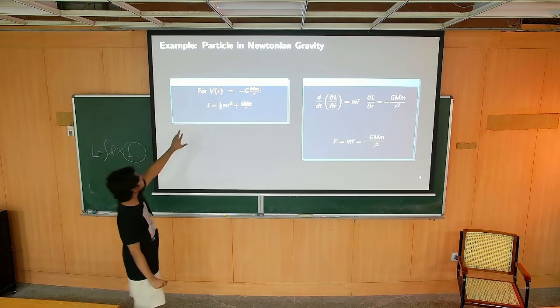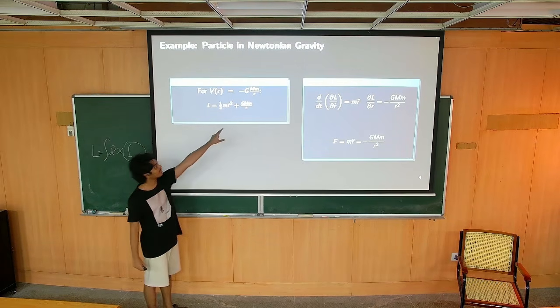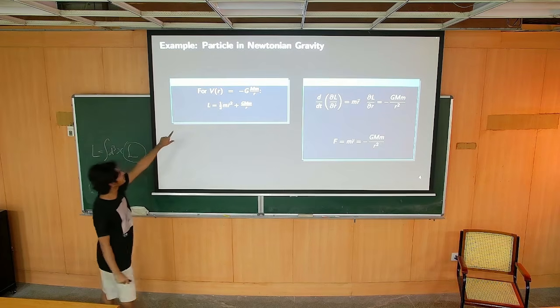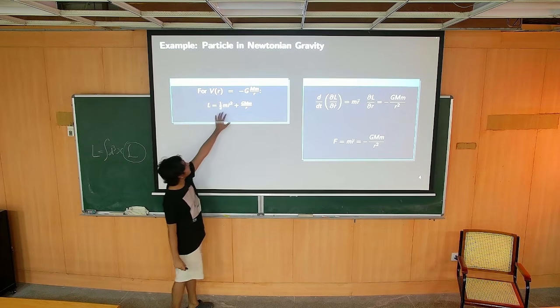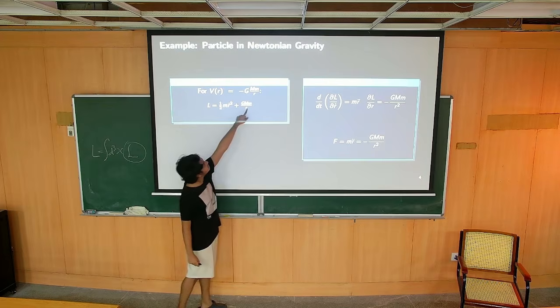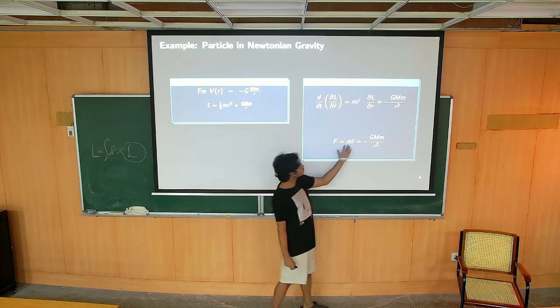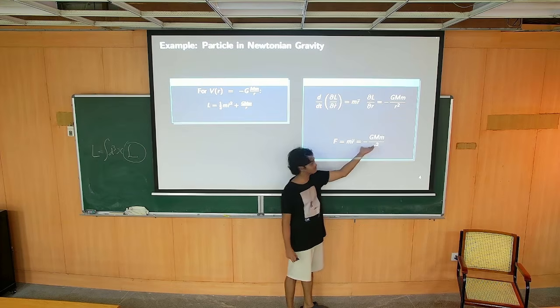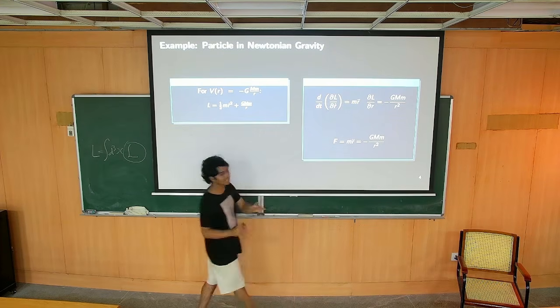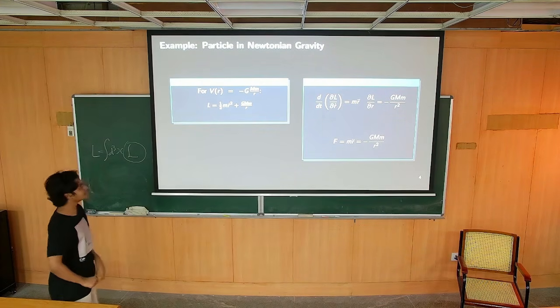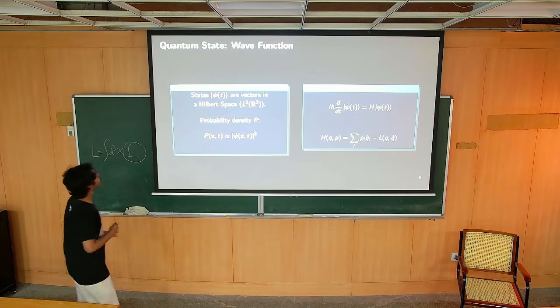For example, if you have a Newtonian gravitational potential, we will get the Lagrangian, which is kinetic energy, half mv squared, minus of GMm by r. If you look at the Euler-Lagrange equation, we get the force, Newton's law, minus GMm by r squared. So this is how it comes in classical mechanics, and in a way in quantum mechanics also.